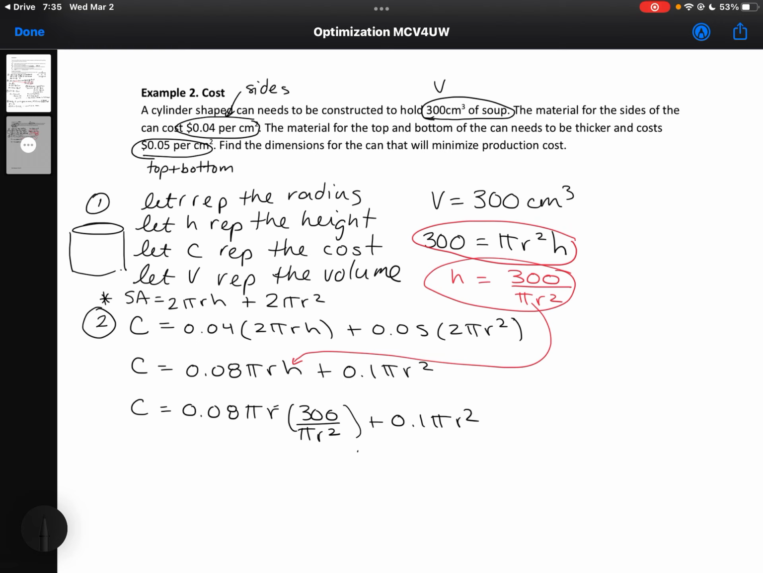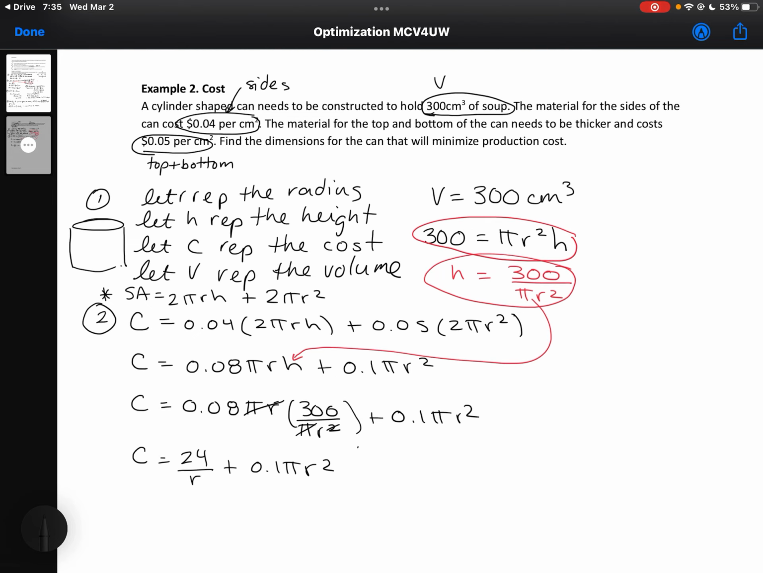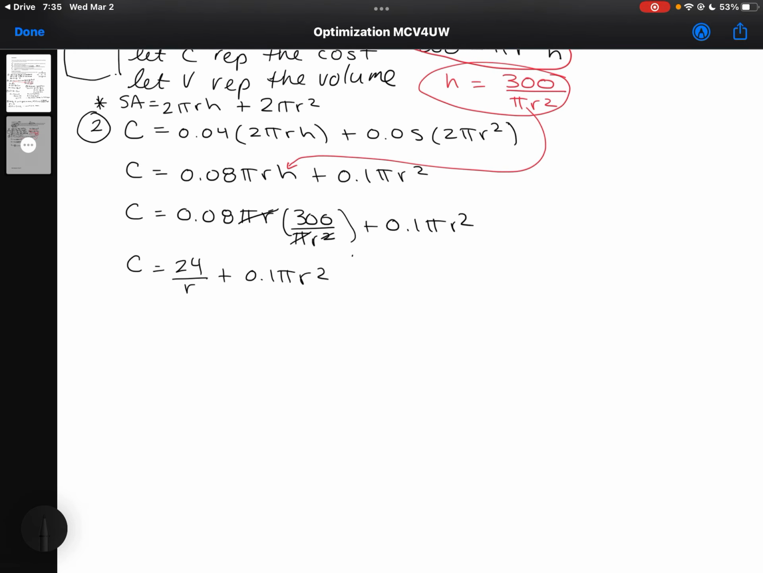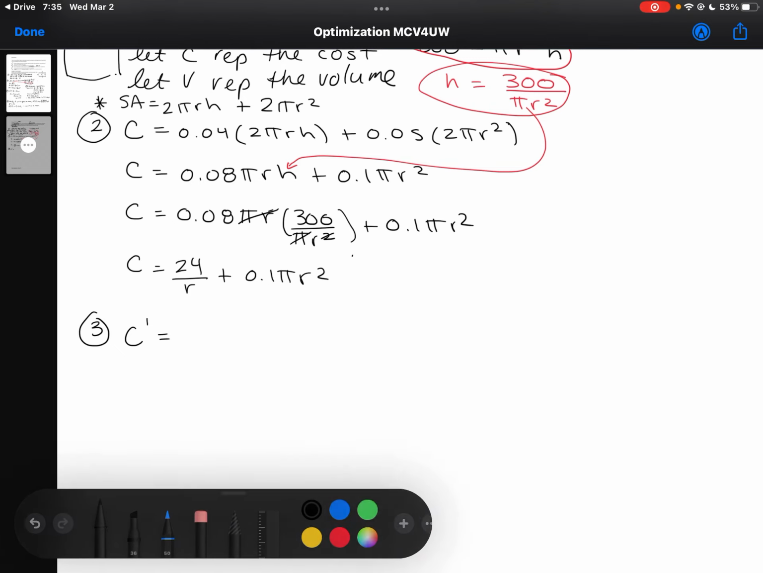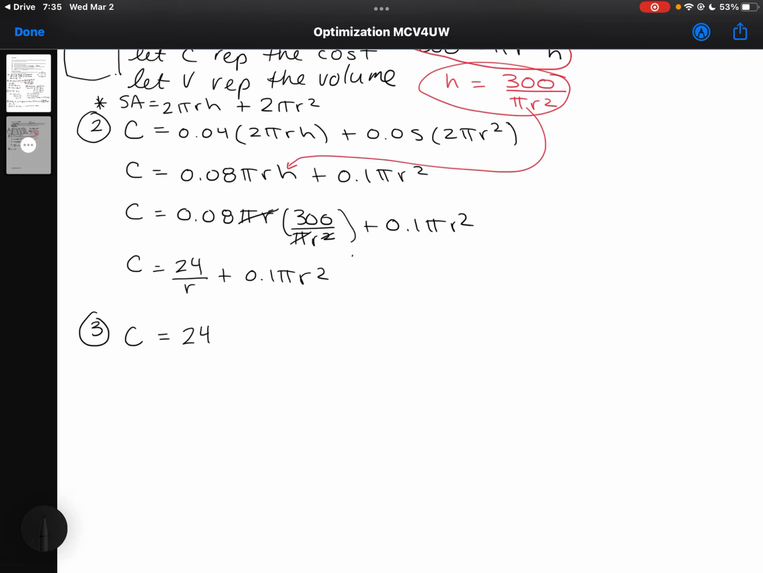I'm going to do some more simplification here. I can cross out pi and an r. Multiplying those two together actually gives me 24 over r plus 0.1 pi r squared. This is the equation that I'm trying to optimize. Now that I have that, the next thing that I'm going to do is take the derivative and set it equal to 0. So a little bit trickier to take the derivative here. Just before I do that, I'm going to rewrite it with a negative exponent so that I can just apply the power rule.